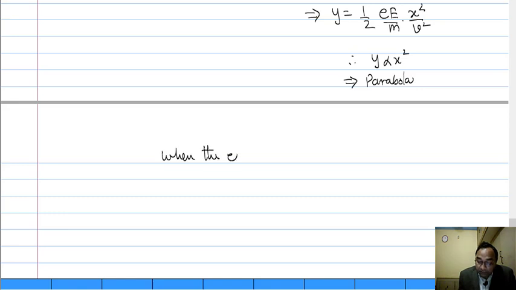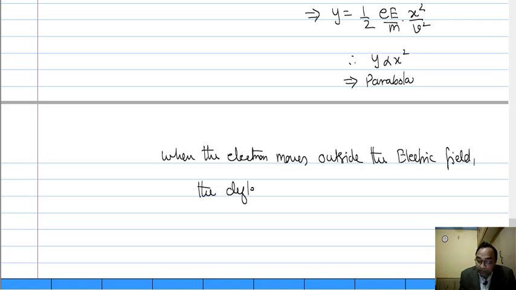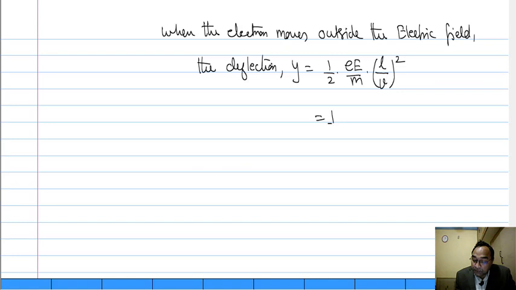When the electron moves outside the electric field, then what is the deflection? The deflection y will be half E by m. X will be nothing but the length for which the electric field is existing, that is L, by v whole square, that comes to half E L square by m v square. This is how we can find out what will be the deflection when it comes outside the electric field.